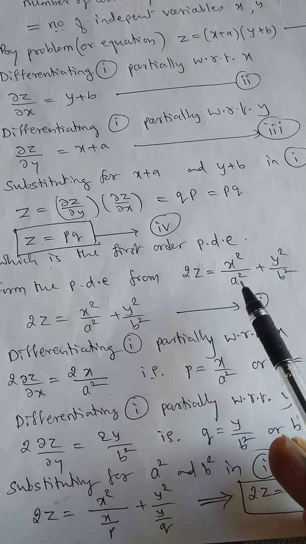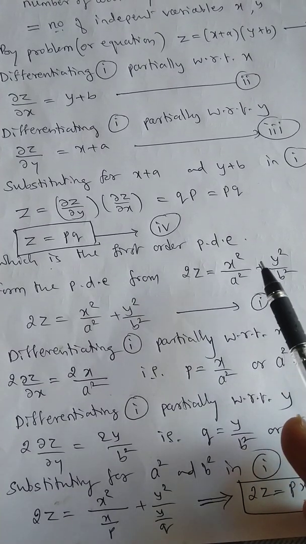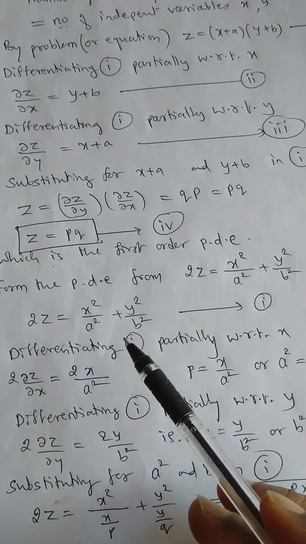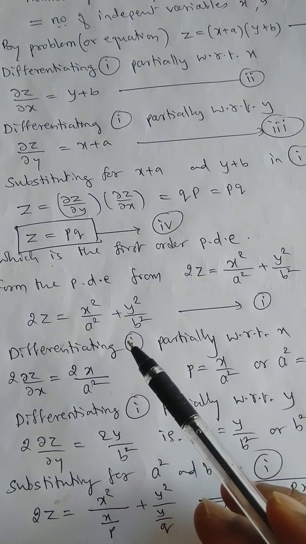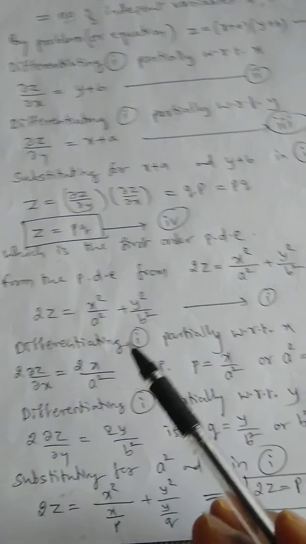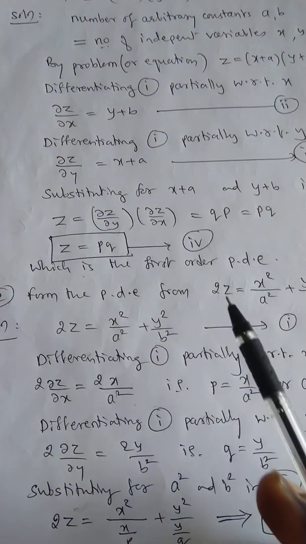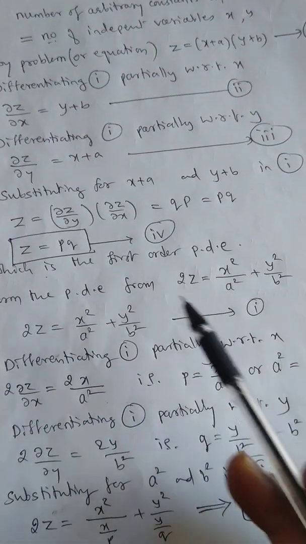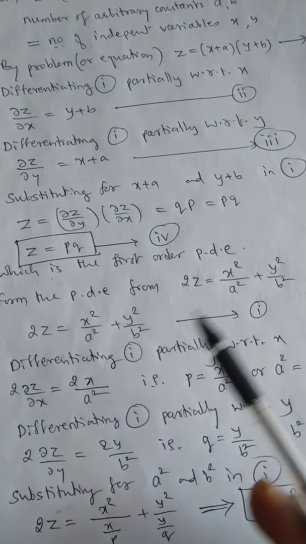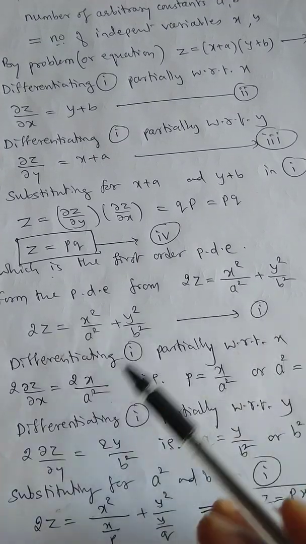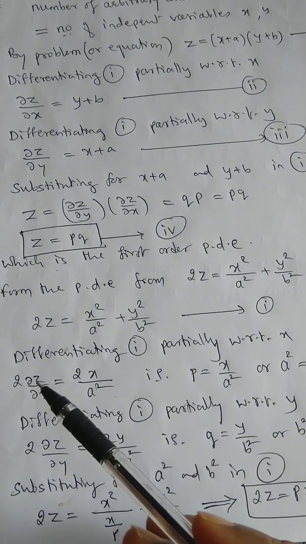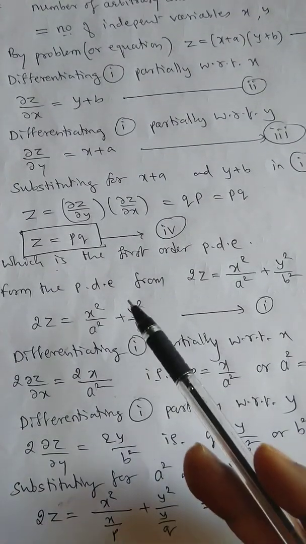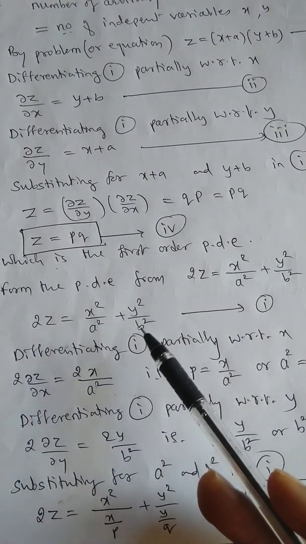Since the number of arbitrary constants is 2 and the number of independent variables is 2, the partial differential equation we obtain will be of first order. So we calculate only dou z by dou x and dou z by dou y. So differentiating this partially with respect to x, we have 2 into dou z by dou x is equal to 2x by a square plus 0. The partial derivative of this is 0.